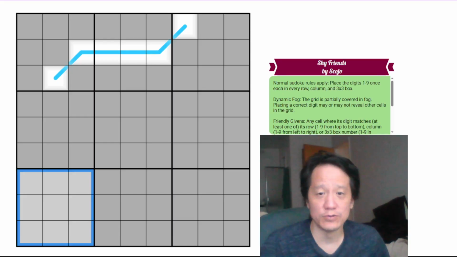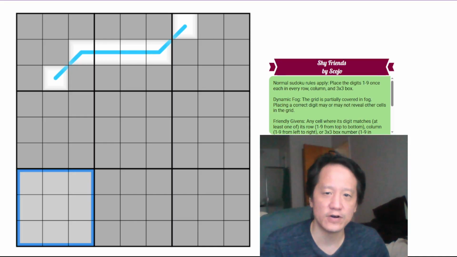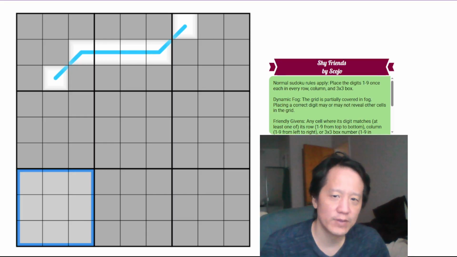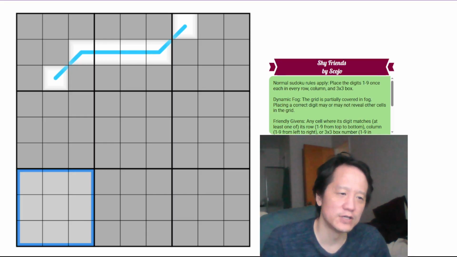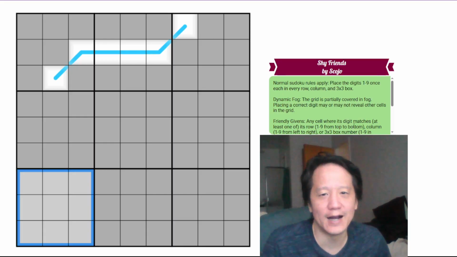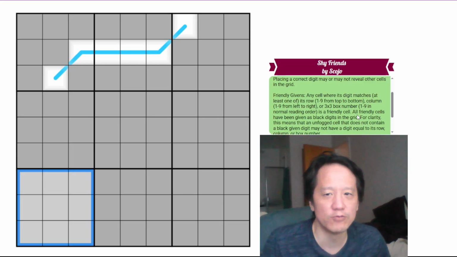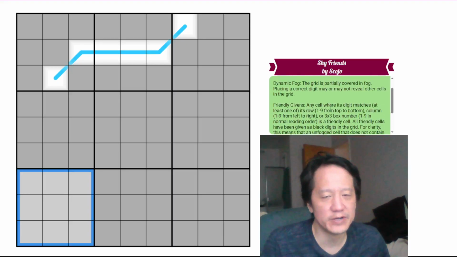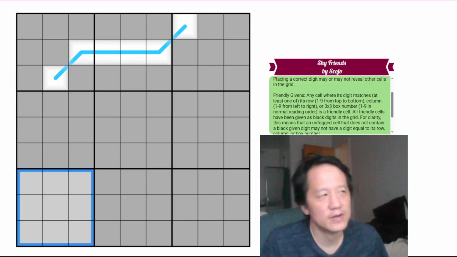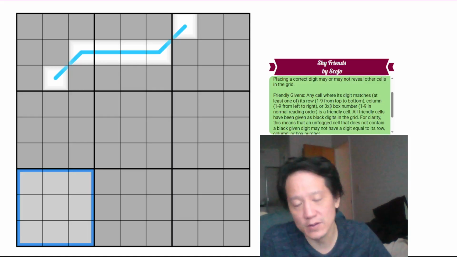Let's continue with the rules. We have dynamic fog, where the fog grid is partially covered in fog. Placing a correct digit may or may not reveal other cells in the grid. I'm not really sure I like that. I always prefer that it reveals the cell that you place the correct digit in, but even then, it's not necessarily the best. I'm of two minds for the dynamic fog of war, but it is what it is.